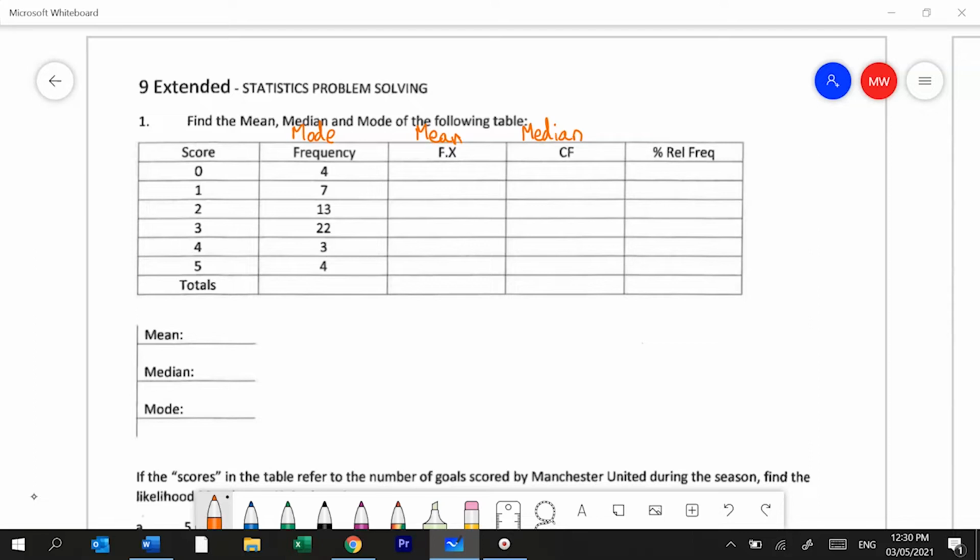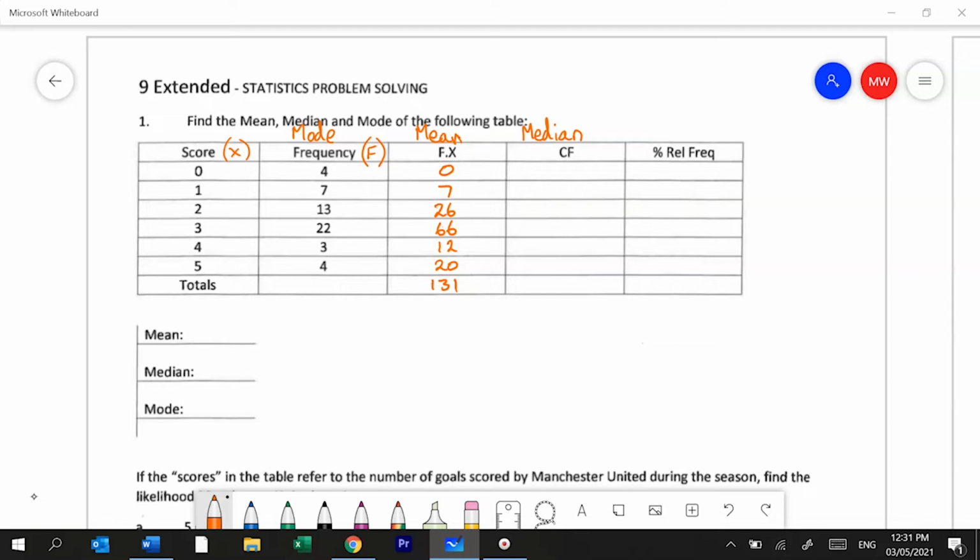So when we go to calculate these, the score is often called the x, and the frequency is often called the f. So the fx column is simply f times x. So 4 times nothing is nothing, 7 times 1 is 7, 13 times 2 is 26, 22 times 3 is 66, 3 4s are 12, and 4 5s are 20. We put that into our calculator and we get the total 131.